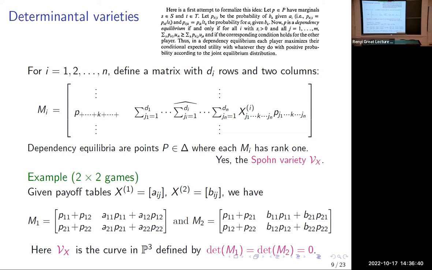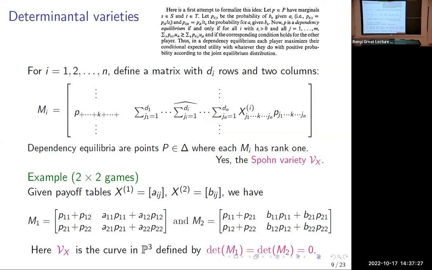So if I have a two-person game, so the first person has a payoff matrix, a 2x2 payoff matrix with entries A_ij. The second player has entries B_ij. Then my matrices look like this. So here in the first column, I have the row sums and then the corresponding numerators. Here I have the column sums and the corresponding numerators. And the Spohn variety is the set of points in projective 3-space, which is the complexification of our tetrahedron. And it's defined by the constraint that both matrices have rank 1. That is to say, the determinants of both matrices are 0.